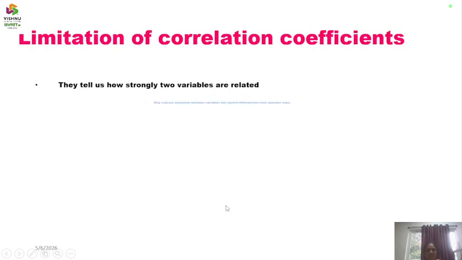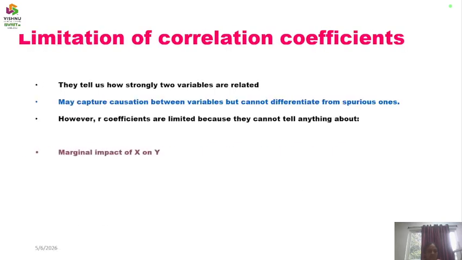And limitations of correlation coefficients. Here they tell us how strongly two variables are related and may capture causation, as the previous slide shows, but cannot differentiate spurious ones. Coefficients of correlation are limited because they cannot tell us anything about the marginal impact of x and y, or the direction of causation when present.